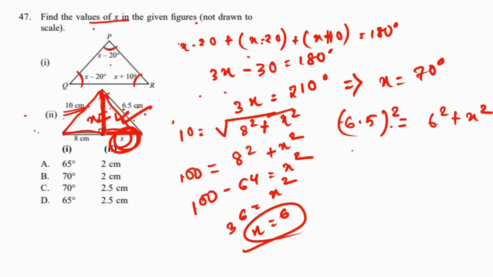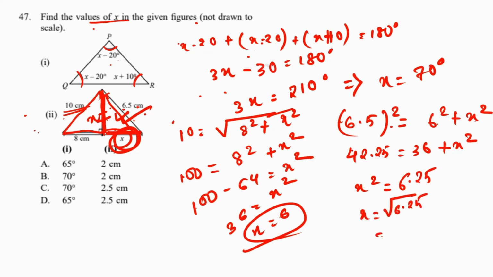we would be getting 6.5 square is 42.25, 6 square is 36, so x square is equal to 42.25 minus 36, which is 6.25. So x is the square root of 6.25, which is nothing but 2.5. So x is 2.5 centimeter, option C is the answer.